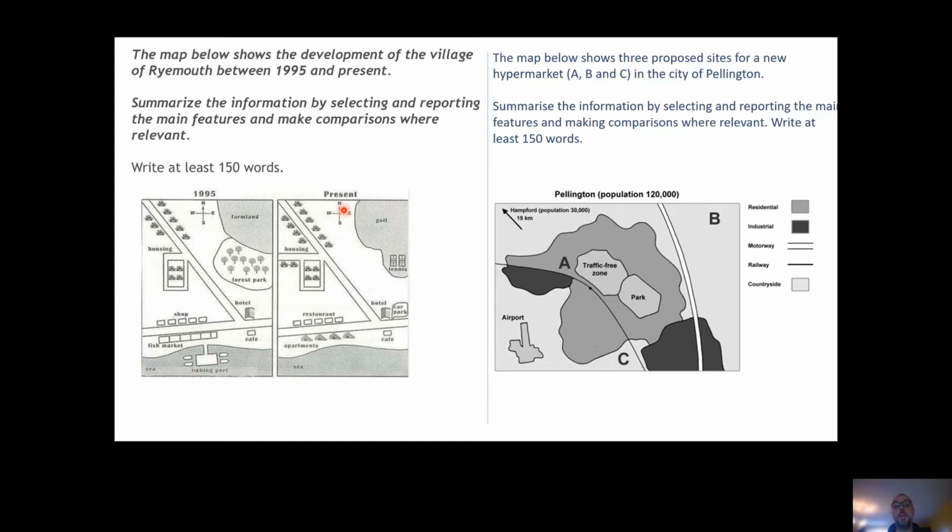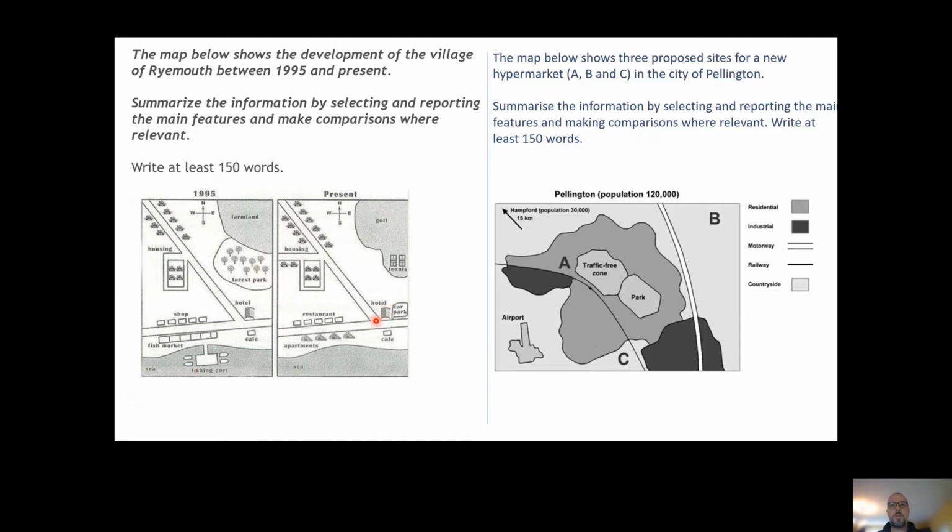You're also going to use lots of the passive voice with that. So examples of things that I can say here is the farmland has been replaced by a golf course. Or more houses have been built. Sentences I might say is a car park has been constructed near the hotel, for example.